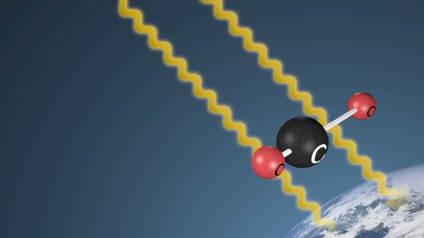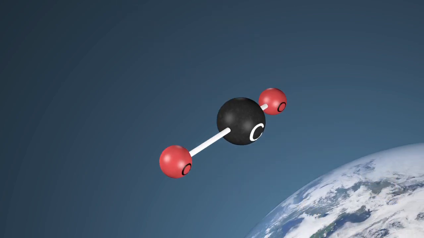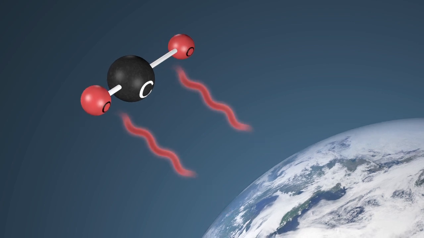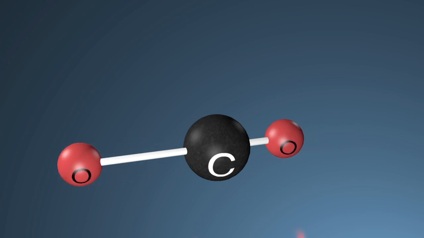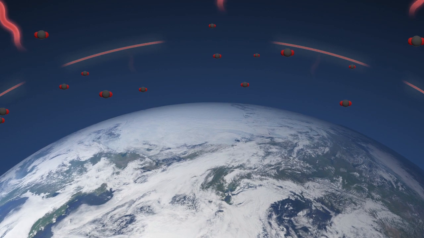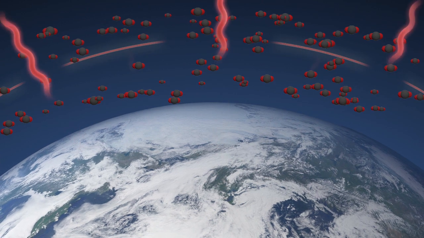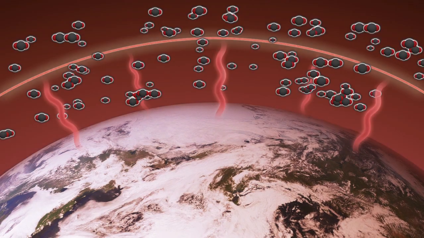So if you've got a molecule that doesn't care about the sun's visible light coming in, but does care about the Earth's outgoing infrared radiation, you've got a greenhouse gas. CO2 absorbs infrared radiation and is therefore a very powerful greenhouse gas. More CO2 in the atmosphere traps more of the Earth's radiant energy, and that means higher temperatures.